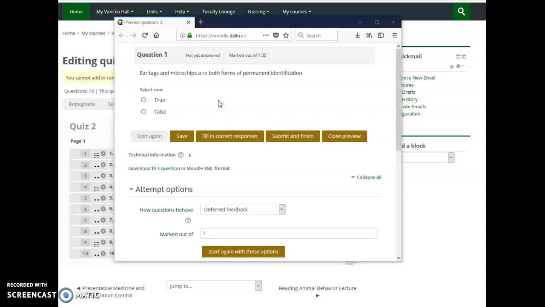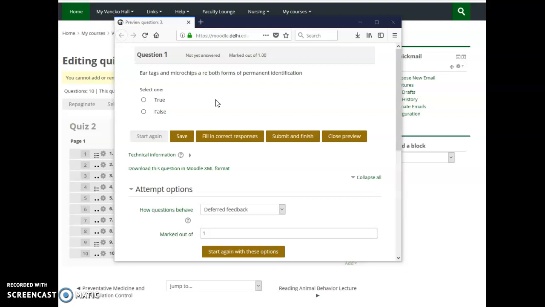Not real common in dogs and cats. But those types of identification are not permanent because they can fall out, and a lot of times they do. They loosen up and they fall out. So ear tags are not permanent. Ear tattoos would be permanent. So it might be just how you read the question or how you interpreted it.